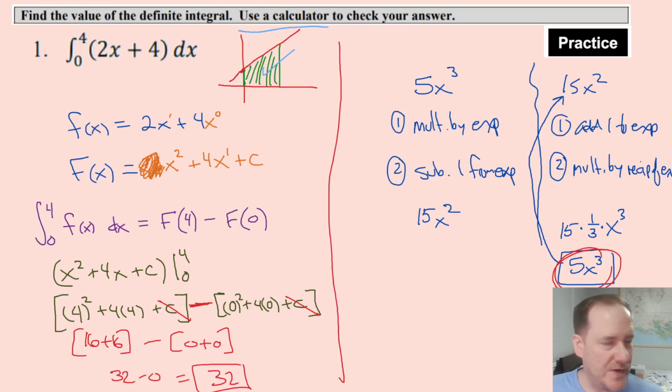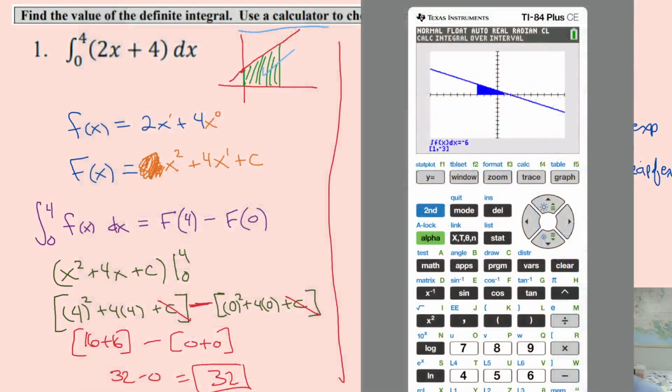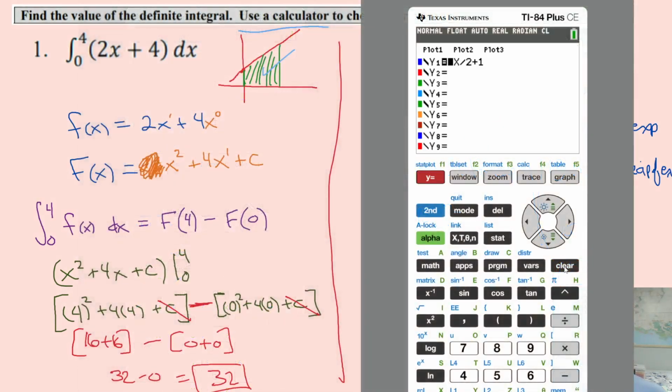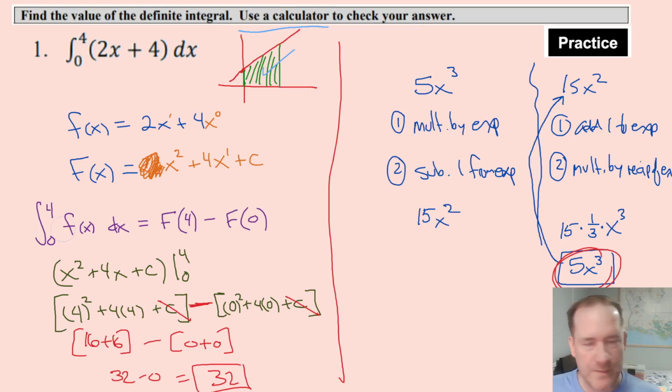So I'll do it. I'll run through the steps again just to show you, even though I think you're probably all squared away on this. So I'm going to turn it on. Again, we go to y equals and we enter the function, which is 2x plus 4. Then you don't even need to hit graph. Just go straight to second calc and press 7. Our limits are 0 and 4. So enter 0, press enter. Type in the 4, press enter. You should see a piece of area get highlighted. It says the area is 32, and 32 is what we got. So I'm feeling great about that, and I'm moving on to number 2.